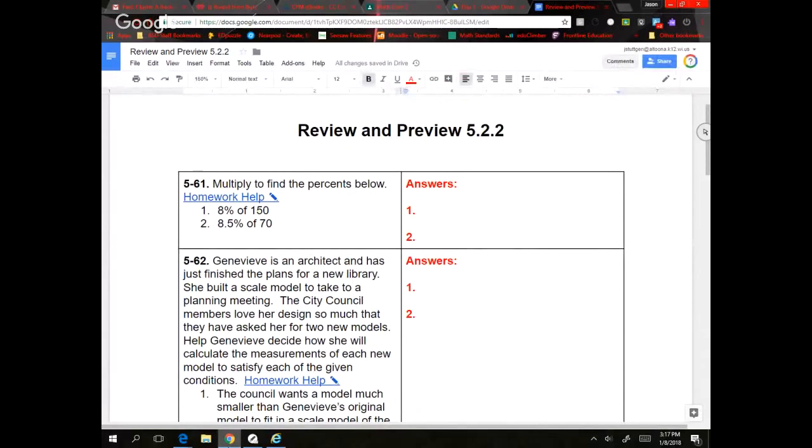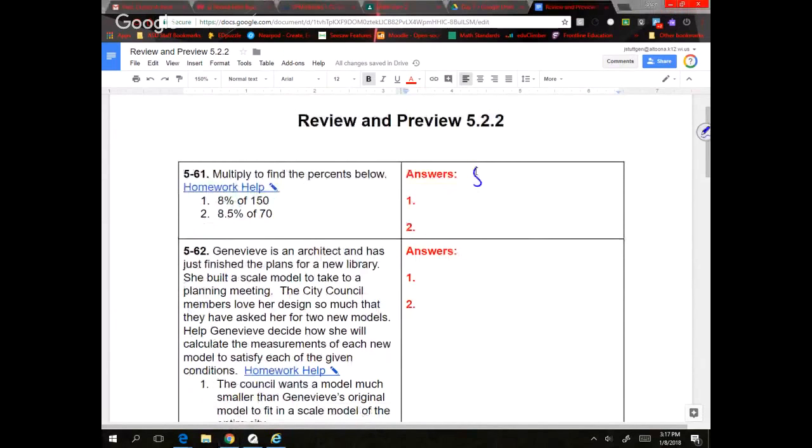5.1.2. First one, 8% of 150. Now, it wants you to multiply this. So I know 8% is 8 out of 100. And I'm going to times that by 150. And I know in order to multiply fractions and a whole number, I can write 150 out of 1. And when I do that, I get 1,200 out of 100. And then I know 100 goes into 1,200 12 whole times. So the answer for the first one is 12 wholes.